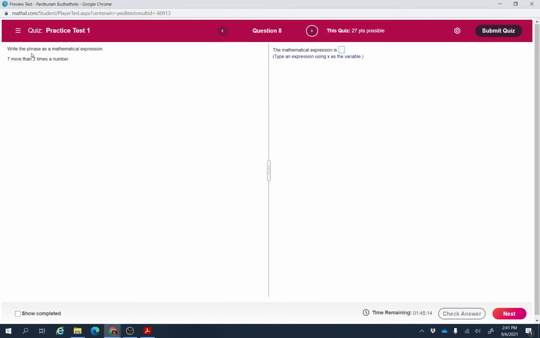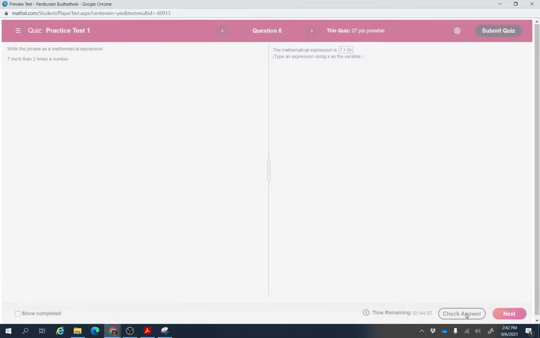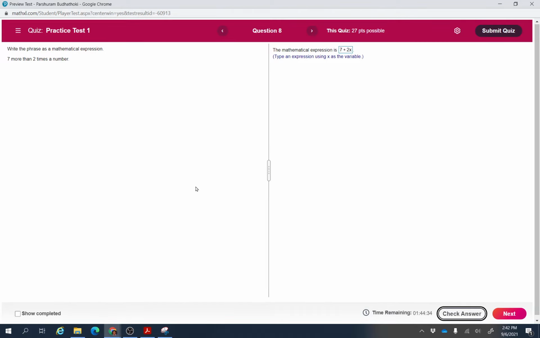Okay, write the phrase as a mathematical expression: 7 more than 2 times a number. You can see that it's 7 more than 2 times a number. We don't know what the number is, so we just introduce that as x. Type an expression using x as the variable. So this statement is 7 more than, which means plus, more than always means plus, times, and we know times means product. So the expression would be 7 plus 2 times x. Okay, check answer. That's correct.